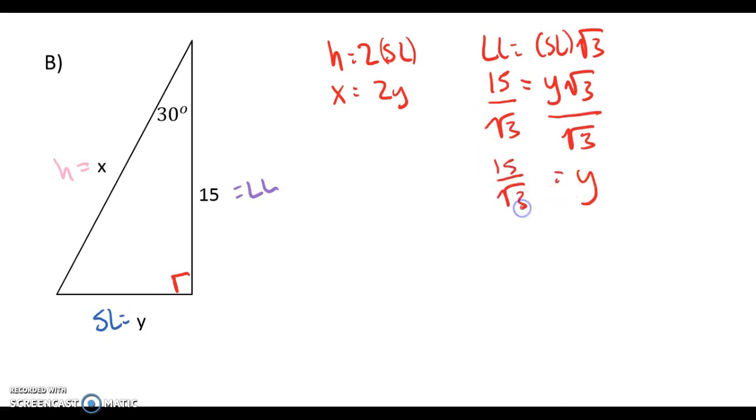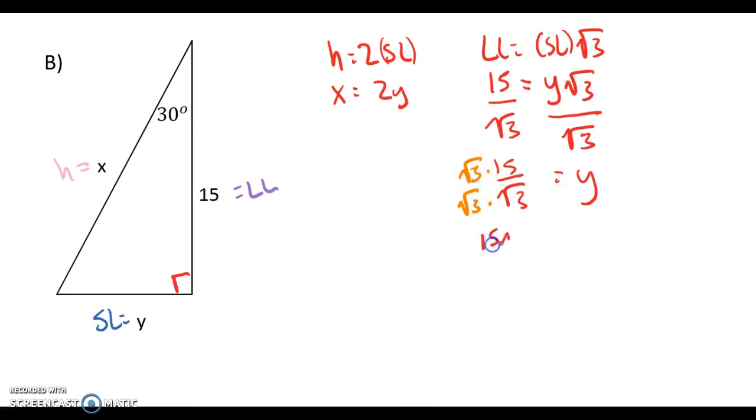And remember, simplest radical form means no square roots in the denominator. So what should I do to get rid of that square root of 3? Well, I'm going to multiply both the numerator and the denominator by that square root of 3. Because remember, square root of 3 over square root of 3 is basically 1, but this is what helps me get rid of that square root in the bottom.